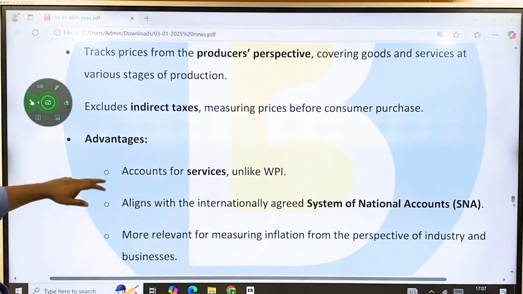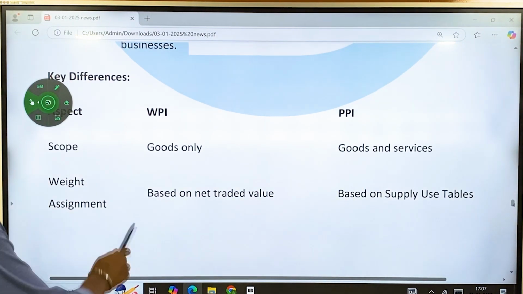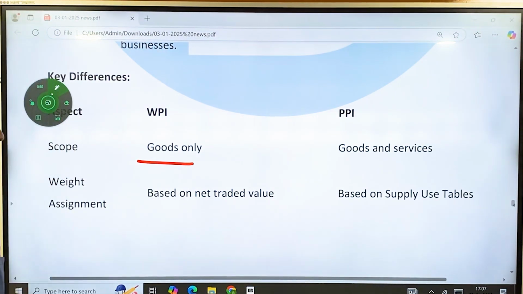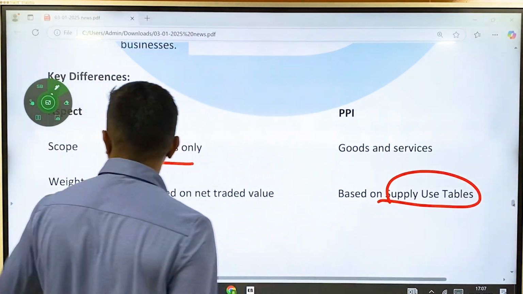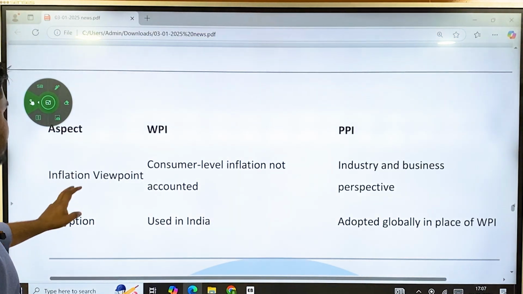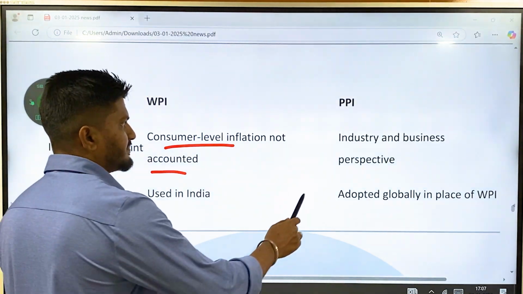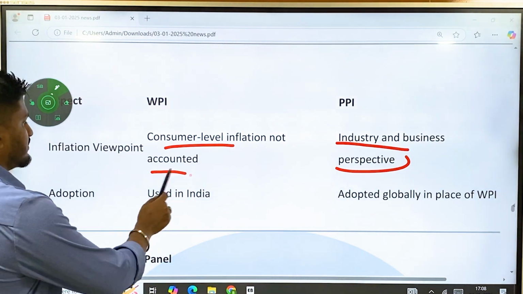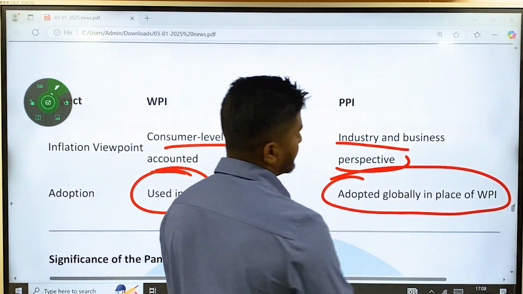Okay, then what are the key differences between WPI and PPI? Scope: for WPI it is goods only. In PPI, it is both goods and services. Weight assignment: it is based on the net traded value, whereas in PPI, it is based on the supply use tables. Then the aspect, that is the inflation viewpoint: in WPI, consumer inflation is not accounted, whereas in PPI, the industry and business perspective is more calculated. Adoption: WPI is presently used in India. PPI is adopted globally but not yet adopted in India.